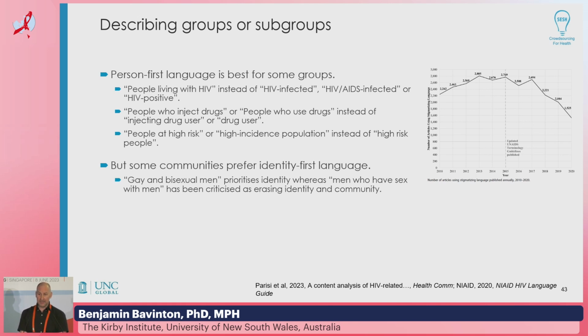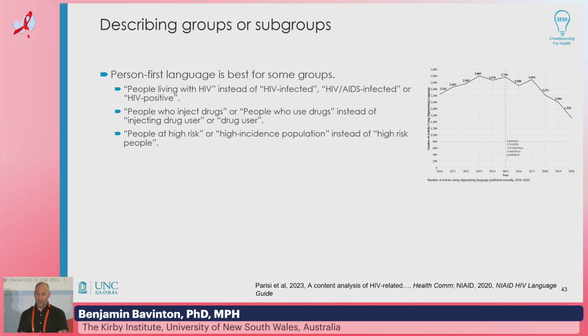People who inject drugs or people who use drugs has become the common term for that particular key population, instead of injecting drug user, which is what it used to be when I first entered this sector, or drug user. And then there's this idea of risk. So there's been a move away from characterising particular groups as inherently risky. So people at high risk or high incidence population, they're the better terms to use rather than high risk people. You see the difference there? In one, it's saying the person is inherently risky.